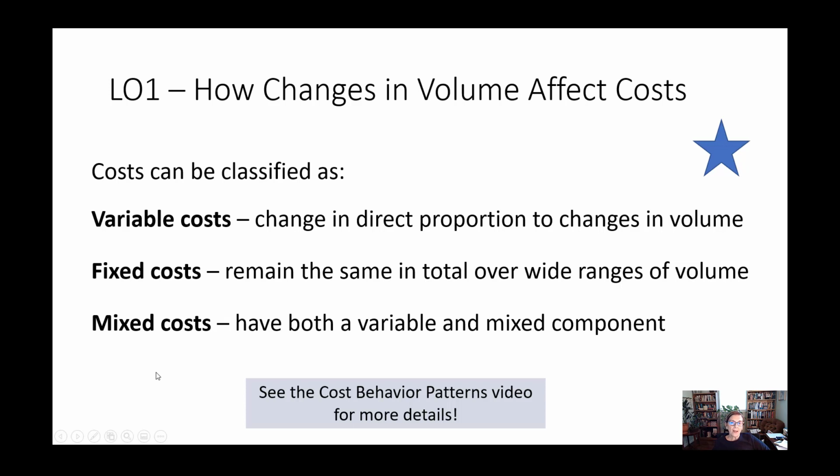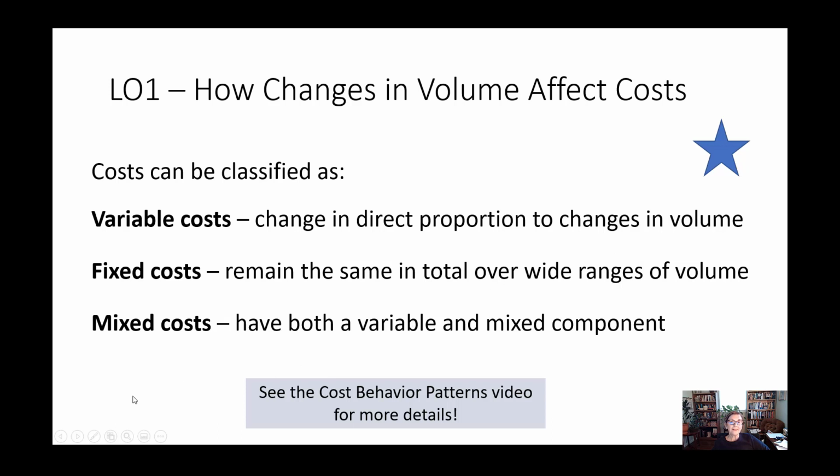All right, so how changes in volume affect cost? This is the foundation of everything that's in this chapter, and also a lot of managerial accounting. For example, we'll see later budgeting and flexible budgeting all rely on this concept of variable and fixed costs. So variable costs are costs that change in total in direct proportion to changes in volume. We're going to take a look at what they look like.